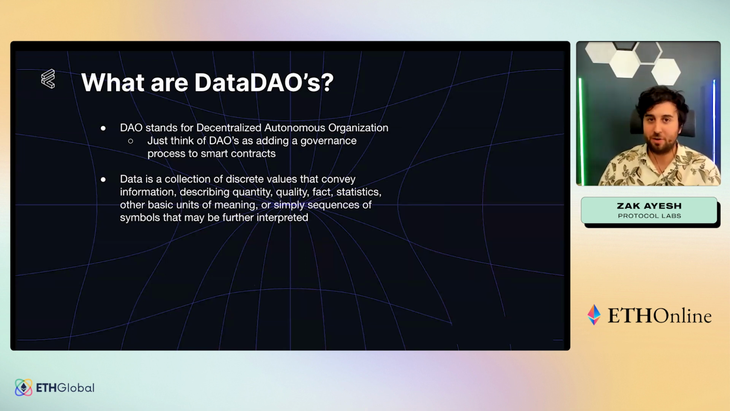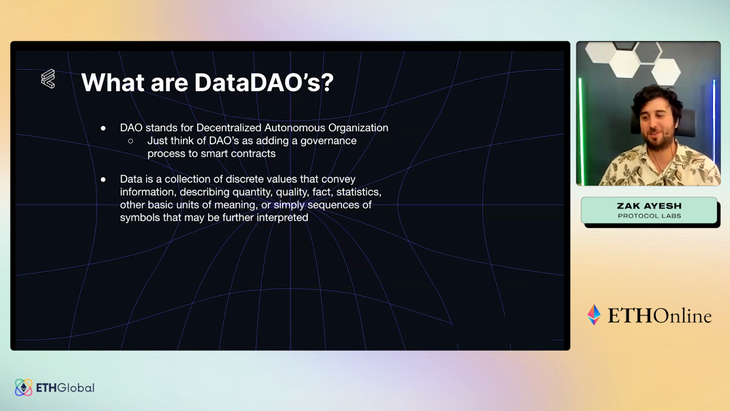And so you saw that part of the label of the talk is DataDAOs. If you're not familiar, DAO stands for decentralized autonomous organization. It really is just adding a governance process to smart contracts. Some smart contracts need things like upgradability and decision making that just can't be logicked away by ones and zeros in math. And in this case, we'll want to add a governance structure to our smart contracts to try to keep them as decentralized as possible, right?